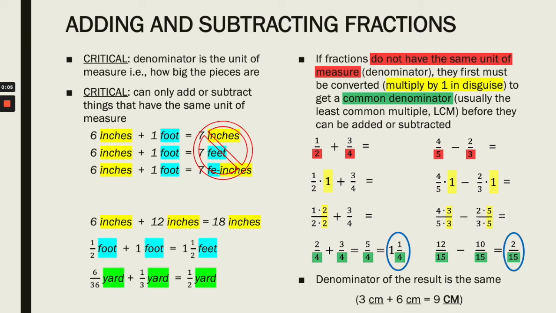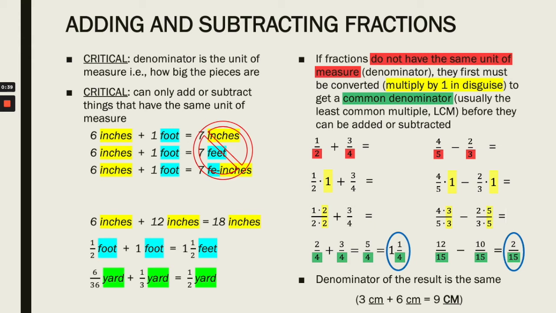Okay, on to adding and subtracting fractions. For adding and subtracting fractions, students need to fully understand two concepts. The first is what I explained before, that the denominator is the unit of measure, and the second is that you can only add or subtract numbers that have the same units. An example of this is 6 inches plus 1 foot. You cannot combine these two together to get one single number answer of 7 anything. It just does not work. You can only combine them into one single number answer after you convert one into the other.